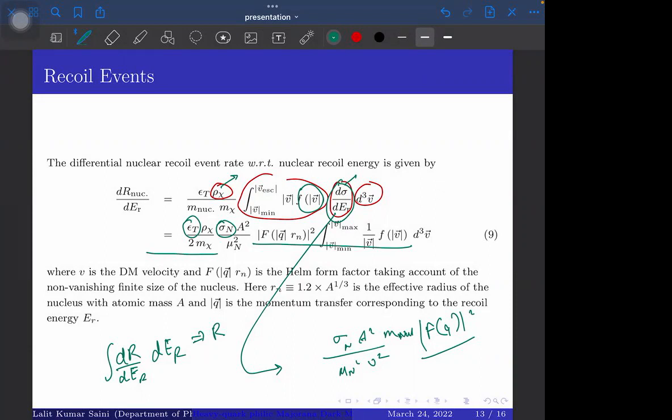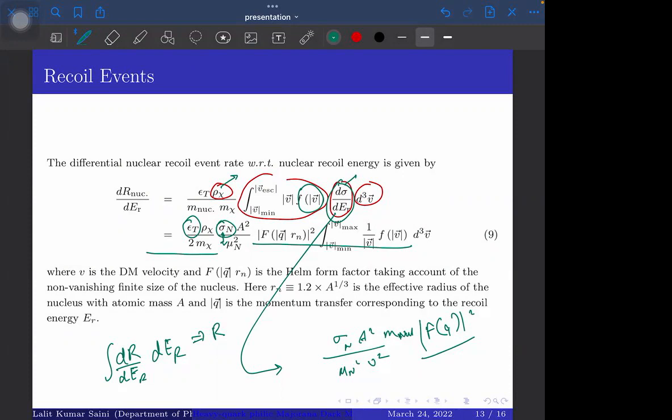Since our experiments have not been able to find any event by now, this can be used to constrain the parameters of sigma_n, that is, the coupling, the Wilson coefficient, and the mass of the dark matter.